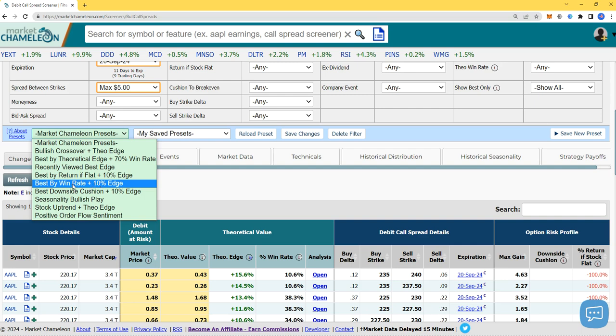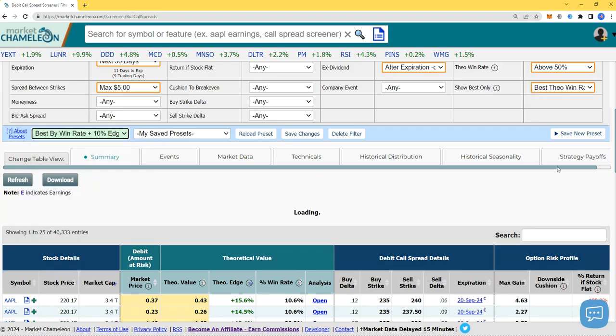So that means, hey, 99% win rate, whatever, plus 10% edge. The edge again means you are paying for this specific scenario, you're paying less for your debit call spread compared to history. So let's pick this one, best by win rate plus 10% edge. And if you want to watch the other filters, check the other videos that I've done last week. So let's click best by win rate plus 10% edge.